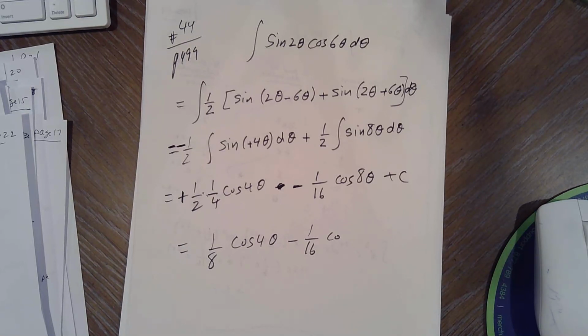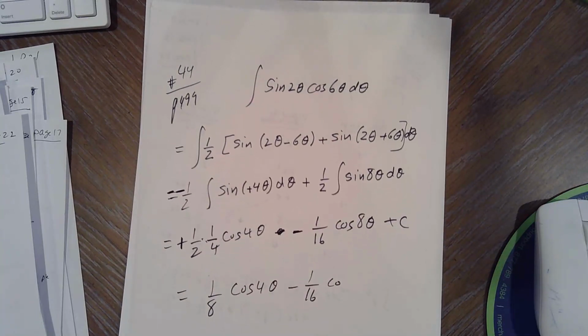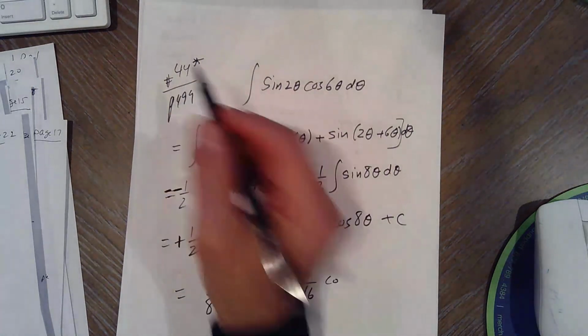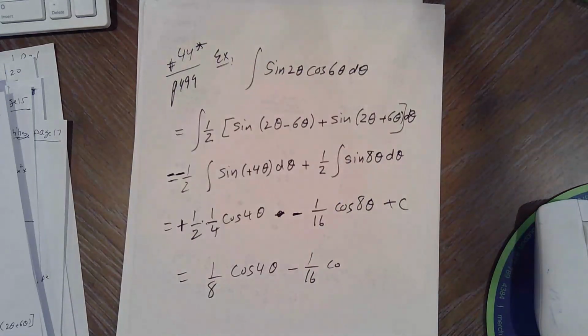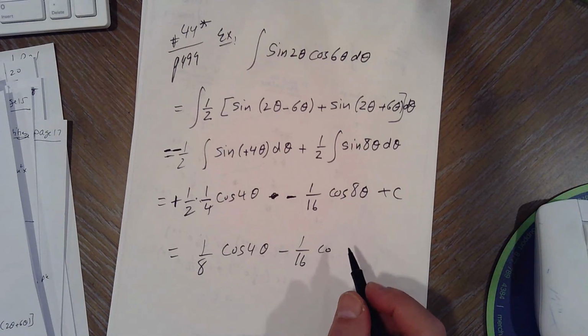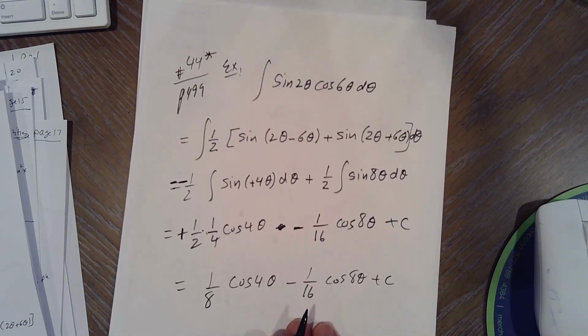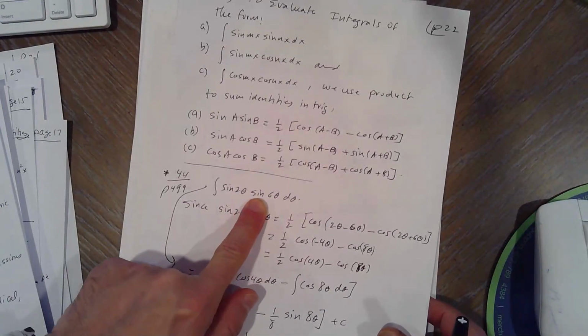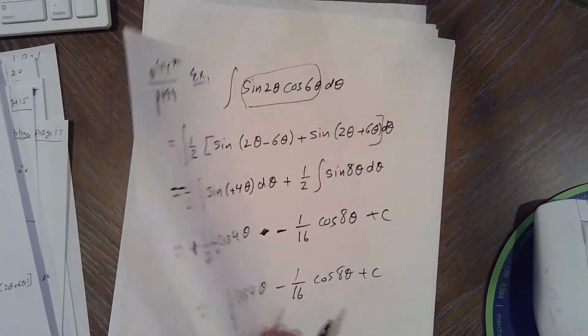Oh wait, sine A cosine B is 1/2 sine. Oh, this is not 44. I did something. Let's call this 44 star. 44 has sine. I did sine cosine. It's okay. That's not 44. It's just an example, okay? And you have 44. You can go about doing this. So 1/16 cosine 8 theta plus c. All right. So I did sine cosine. And 44 in the notes, if you can see sine, okay? It's okay, that's just an example, and you can look at 44. And that's it.